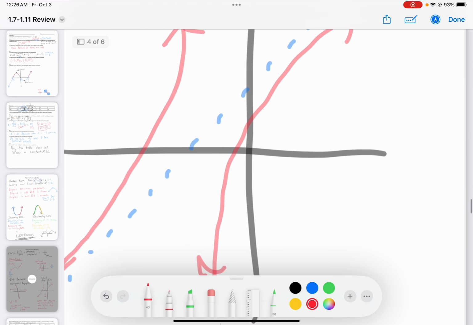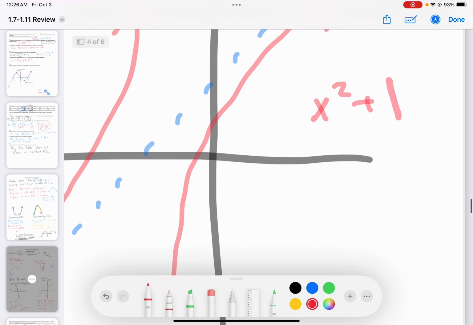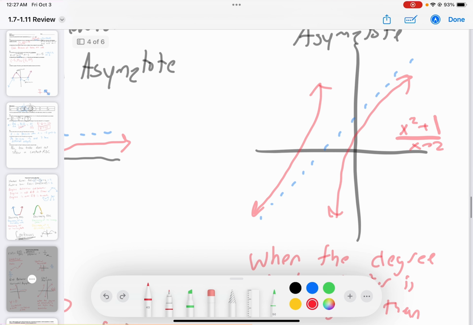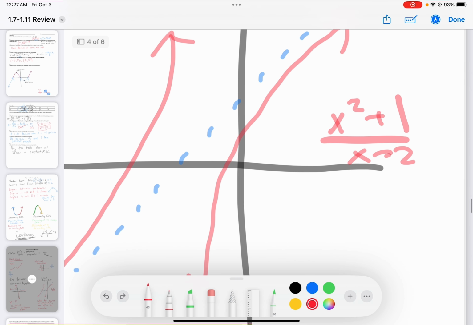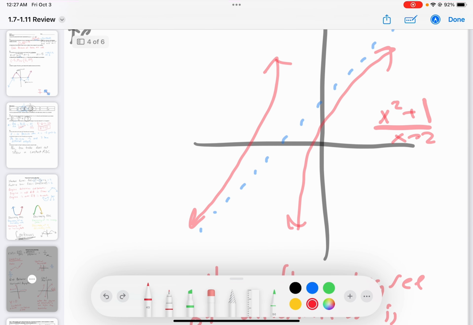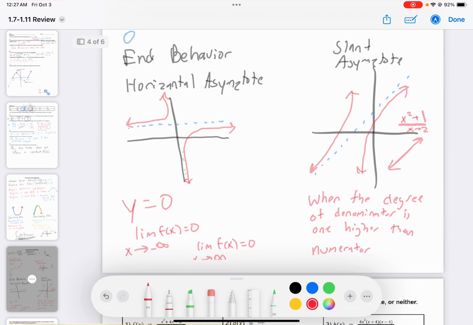If I have x squared plus 1 over x minus 2. Well, this is a quadratic up here divided by a linear down here. A quadratic divided by a linear is a linear. So I end up with this slant asymptote. And the end behavior resembles the asymptote. If I divide this, I'm going to get a positive linear function. And so the end behavior is going to model that.